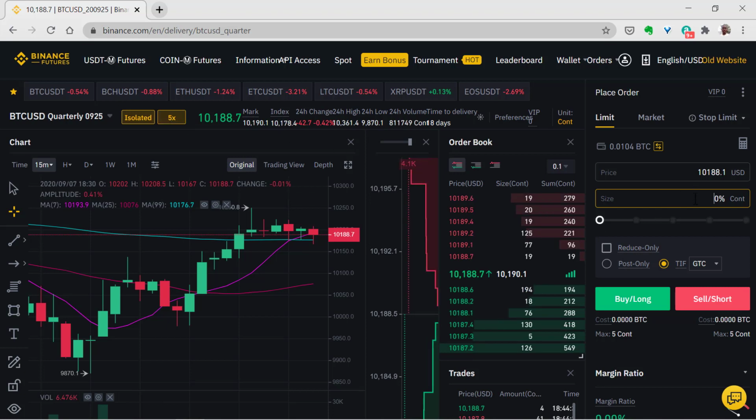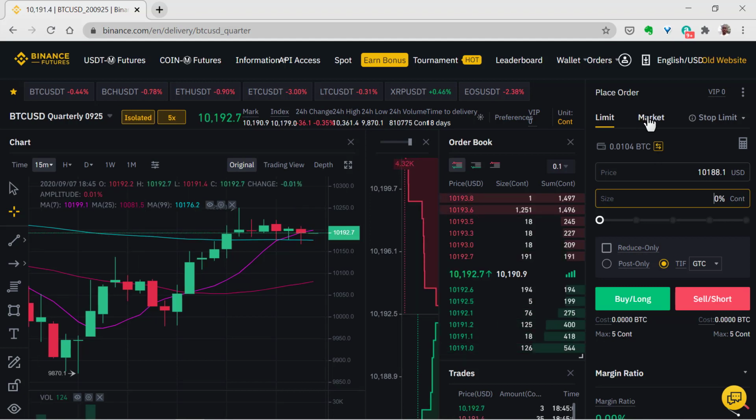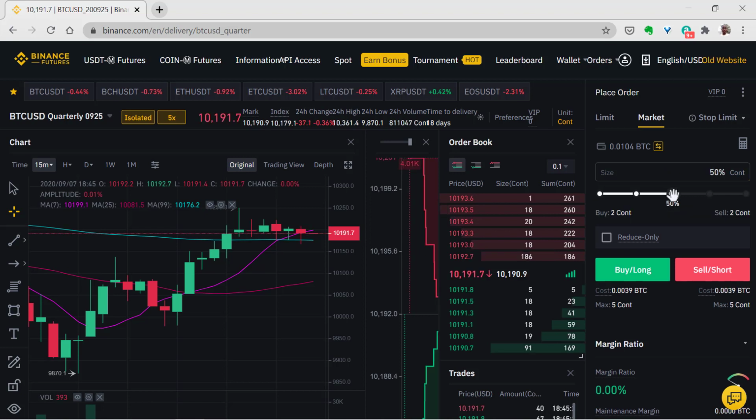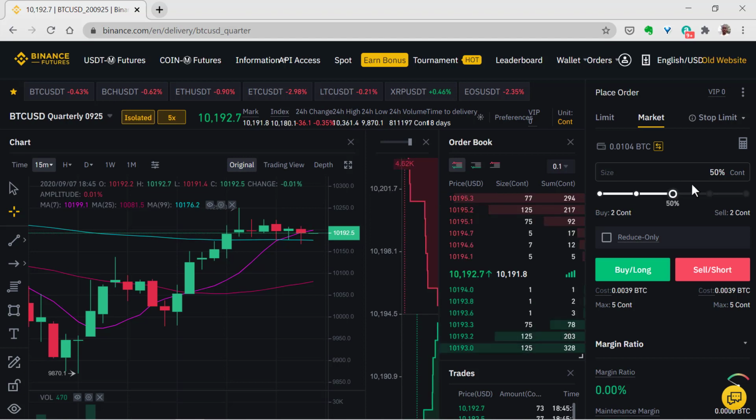So each contract is about $100 and I'm on 5 times leverage. So the maximum number of contracts I can purchase with my current account balance is 5 contracts. Now let's talk about the market order. The market order is basically a type of order where you can place the quantity you want, but you have to pay the market price. So the difference here is you cannot ascertain the particular price you would get, but you have to take whatever the market is offering at that point in time.